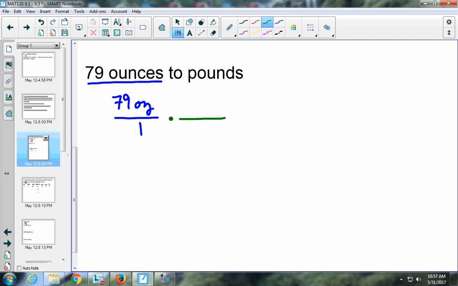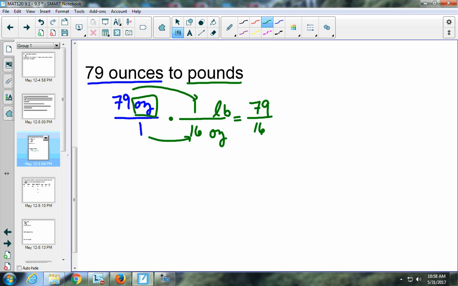So I know, because I'm trying to cancel out ounces, I need to have my ounces in the denominator. And because I want to get to pounds, the pounds has to be in the numerator. And the way ounces and pounds are related is that there are 16 ounces in 1 pound. That is how I set up my multiplication. Now, whenever I multiply fractions, I multiply straight across. So when I multiply my 79 times 1, I get 79. When I multiply 1 times 16, I get 16.